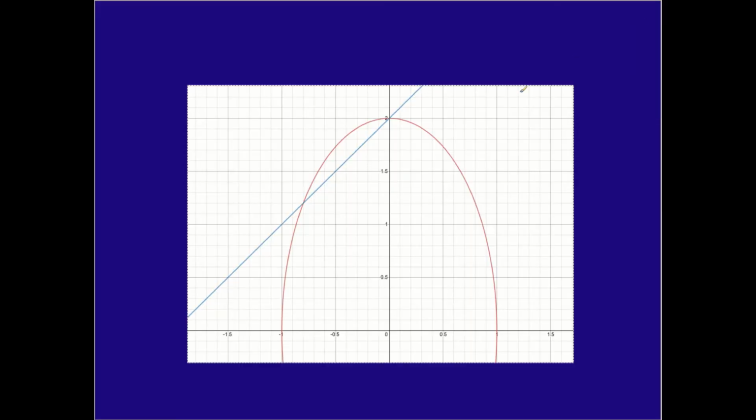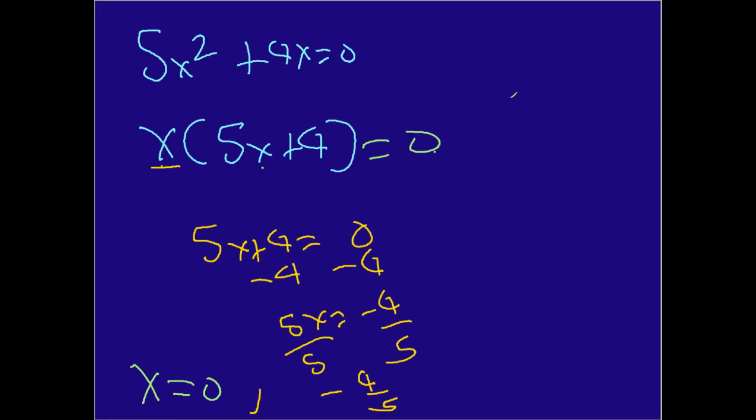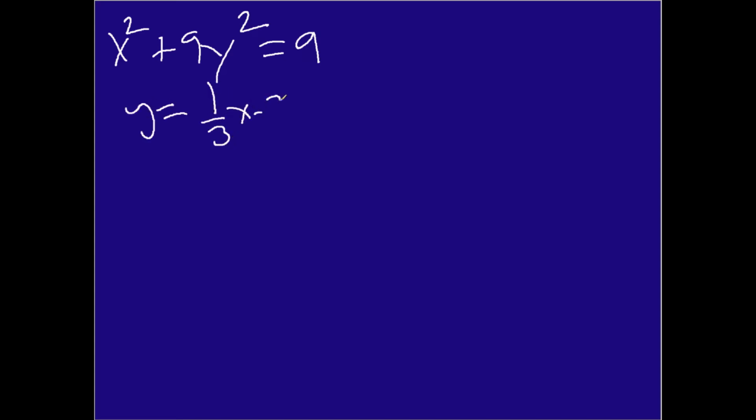This one's going to be unique in its characteristics, but you'll appreciate that more in a moment. So let's see here. This is our second example, and we're going to do the following. We're going to do x squared plus 9y squared equals 9. And then we got y equals 1 over 3 x minus 3. So we do our substitution again. There's nothing unique or original so far.